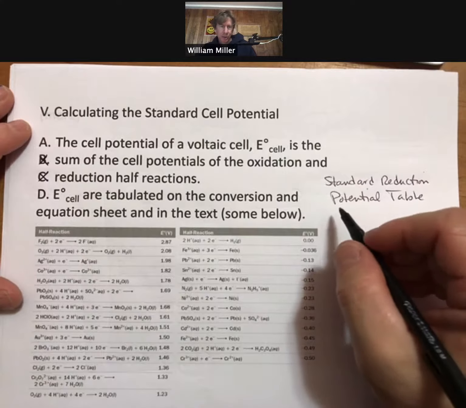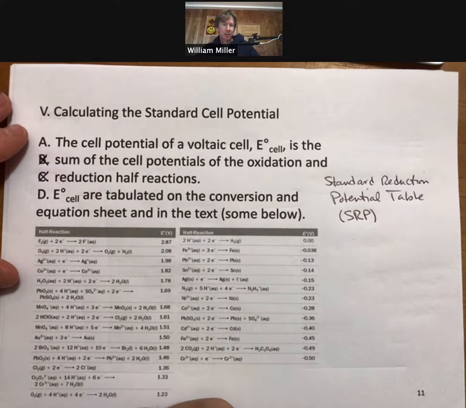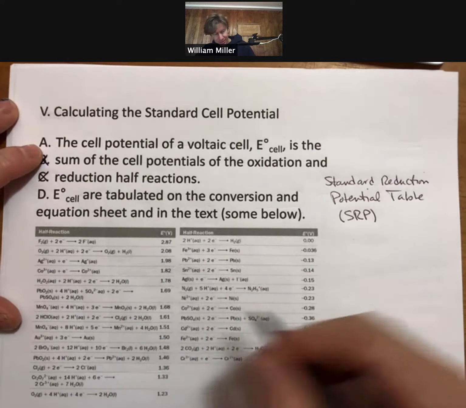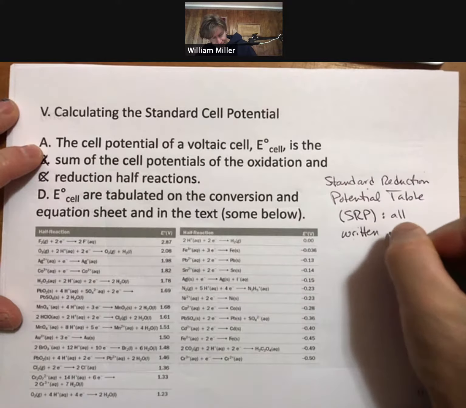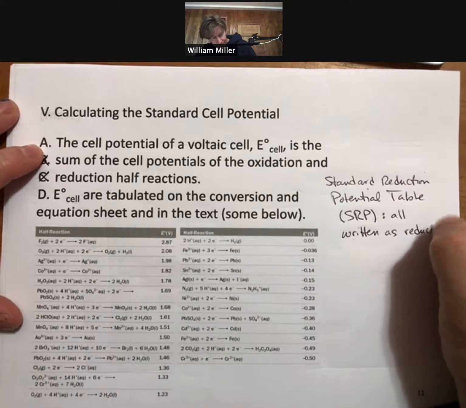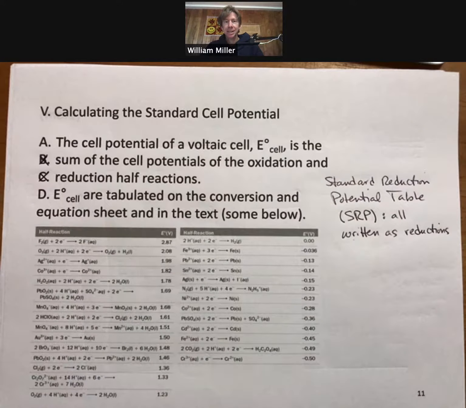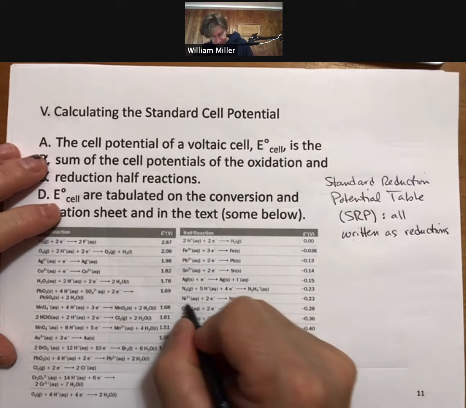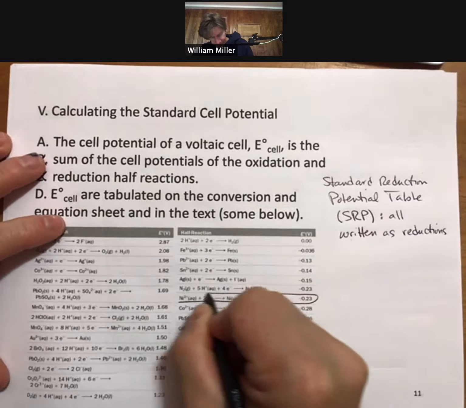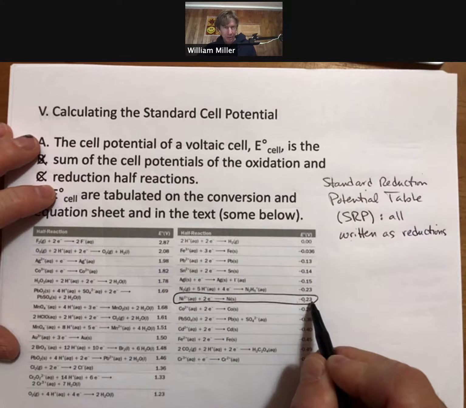And standard reduction potential, you'll also see me refer to it as an SRP table. That means that all of these are written as reductions. And we know that when we're going to be putting together a voltaic cell, that something will be oxidized and something will be reduced. When you take a reaction, and let's just take this reaction here for nickel, its reduction potential is minus 0.23.